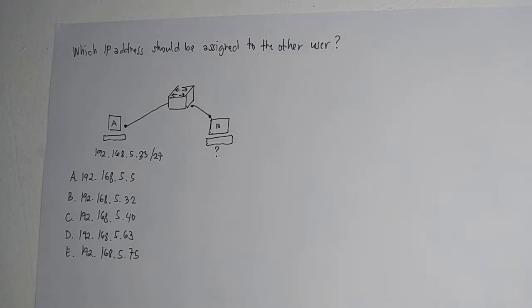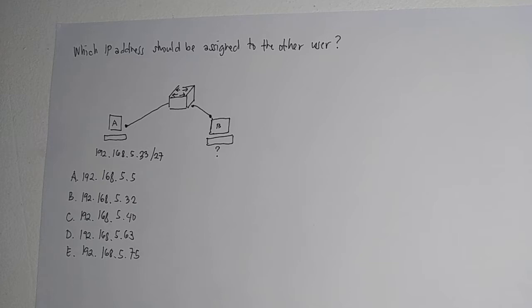Alright, so we are on the next example. Here we are given a network wherein we have two computers, computer A and computer B. Computer A has an address of 192.168.5.33/27. We are expected to give which among the given IP addresses should be assigned to computer B. Remember that for computer A to communicate with computer B, both computers must be on the same network.